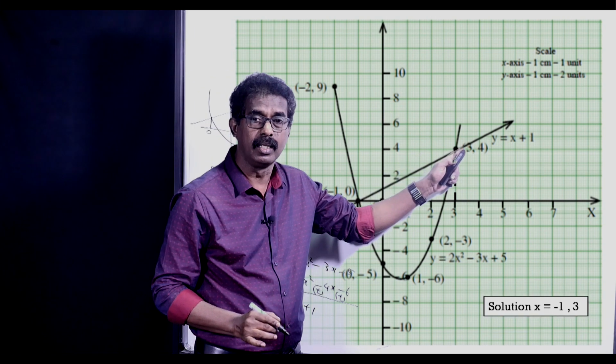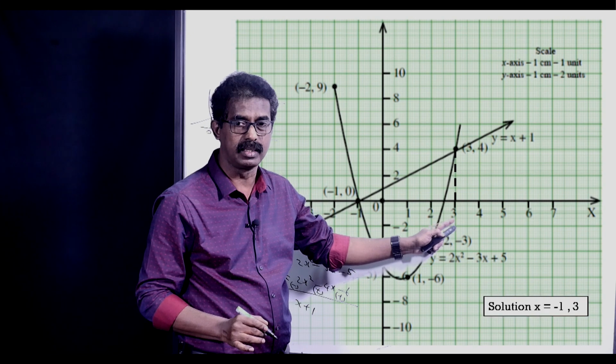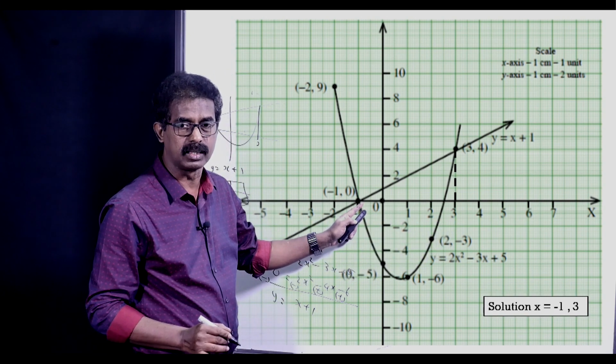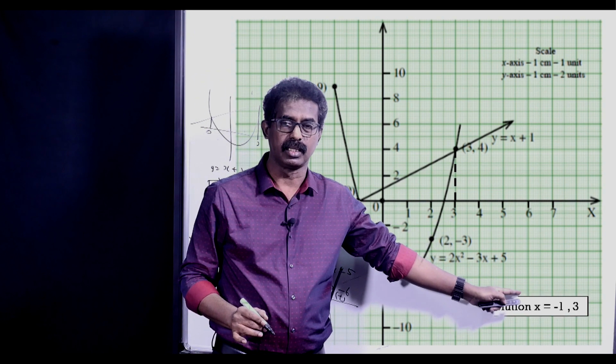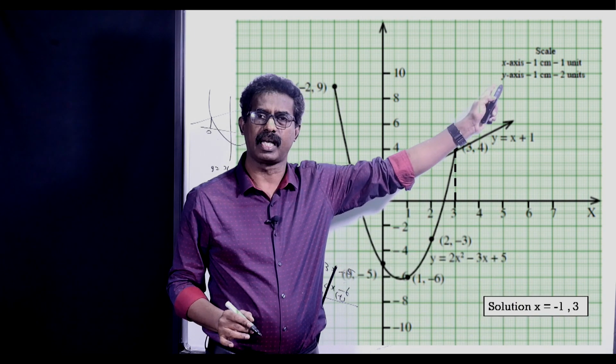And another one, it's cutting here, right? You draw a perpendicular line here. Where it cuts 3 and where it cuts -1. So the answer is x is equal to -1, 3. Like that you write. And other things, scale, everything you write properly.